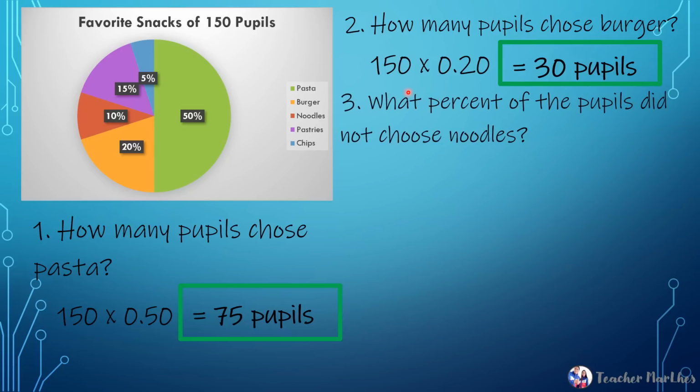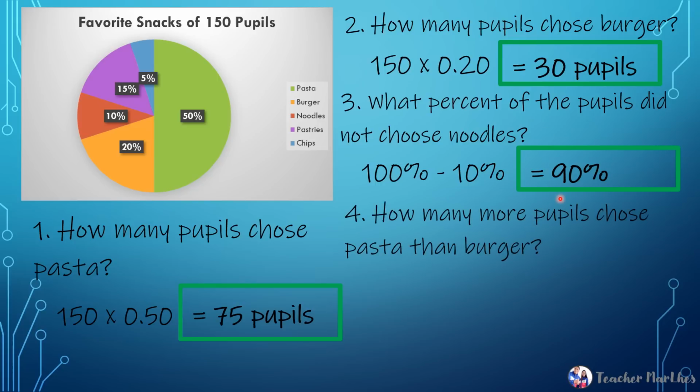Next, number 3, what percent of the pupils did not choose noodles? So, percent. So, rate ang hinahanap doon. So, we have 100% minus 10% kasi yung noodles, so ang pumili ng noodles ay 10%. So ang kabuuan 100. So 100 minus 10%, so that is equal to 90%. So ibig sabihin, 90% ng mga estudyante ang hindi pumili ng noodles.